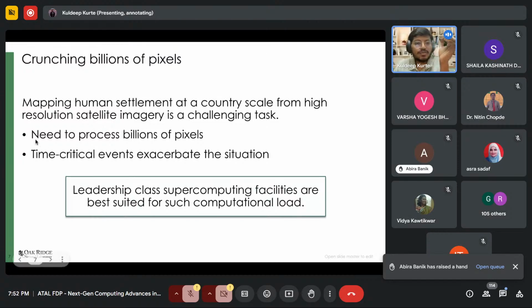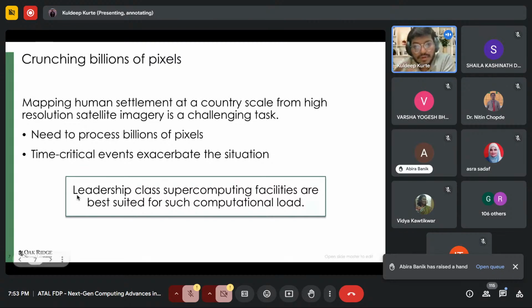And since it requires processing billions of pixels, and in terms of critical events such as flood disaster, earthquake or some other forest fire type of disasters, those are time critical events, and hence those many pixels need to be processed in a limited time. So that again makes the situation worse. So we need to have a high performance computing system to process this much data.